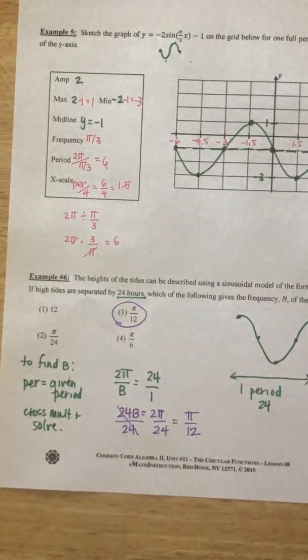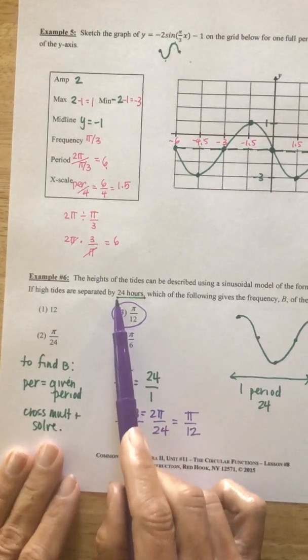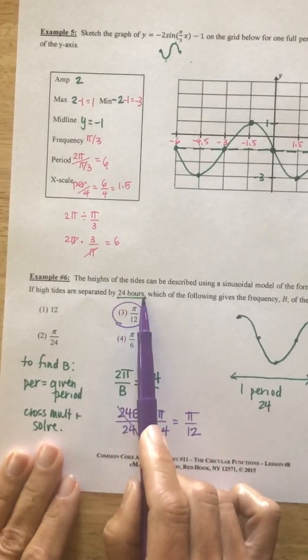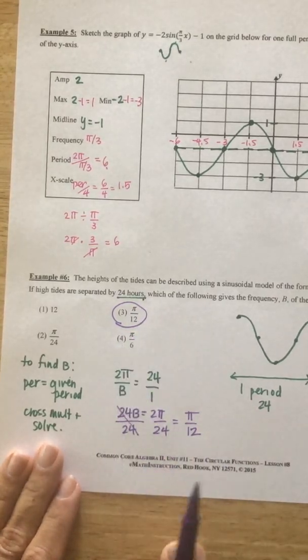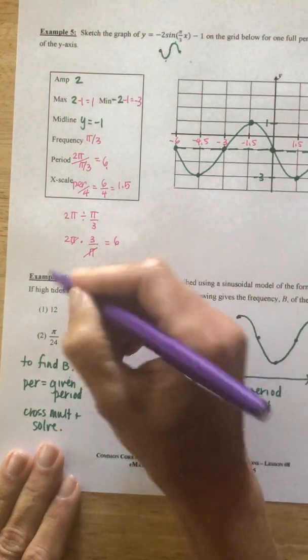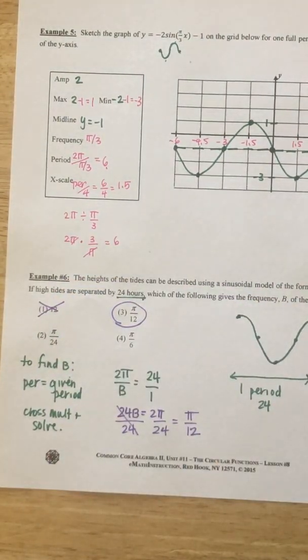A couple of little tricks. Remember I said your pi is going to show up either in the period or in the B value, one or the other. So they told you the period was 24. So that means your period is 24. It has a number. The B value is going to have a pi in it. So with that being said, that would be excluded right away. Just a little bit, like sometimes you can eliminate 2 answers.